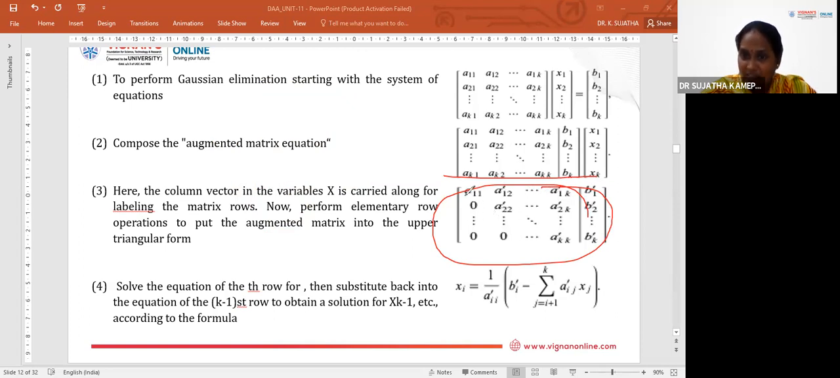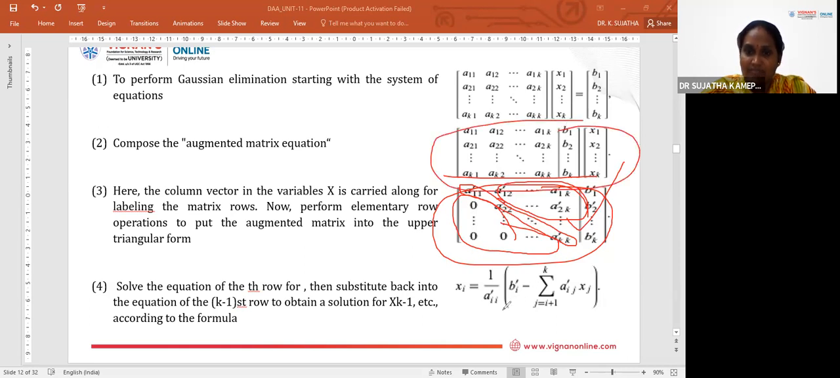Now here, this is the diagonal of my matrix. This matrix should be formed in upper triangular form. So only the diagonal and upper elements should be present, and here all the elements should become 0. In that form, I need to change my matrix.